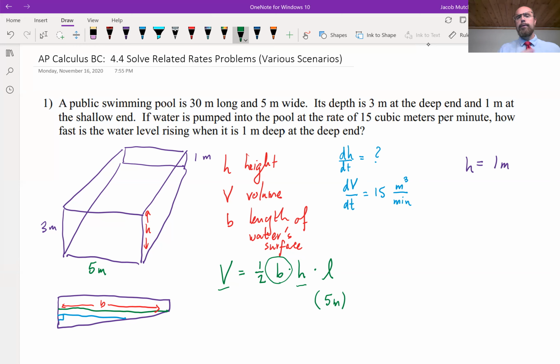I don't want 3 variables in my equation because I don't have information for all of them, and I don't want to deal with the change of that length over time as a rate. So what I can do is think back to how the legs of a right triangle relate in terms of proportionality. So I'm looking here at my side view of the pool.